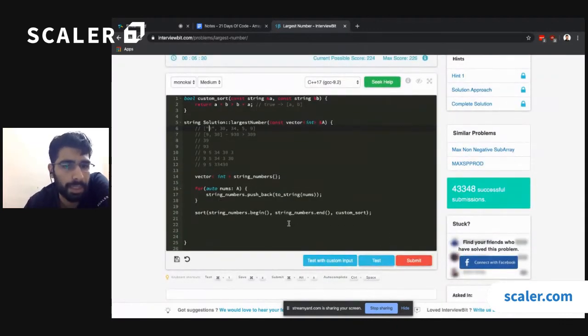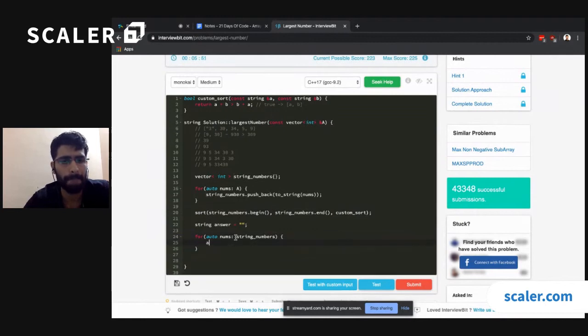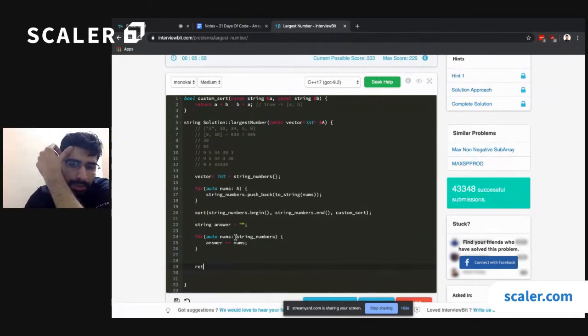Okay, cool. So let me make a string answer, which I will return. Initially, it will be an empty string. Because all the numbers are now arranged in the perfect order, I will say for auto numbers in the string numbers array, answer plus equals numbers. So this will return the answer. I mean, I can return the answer.